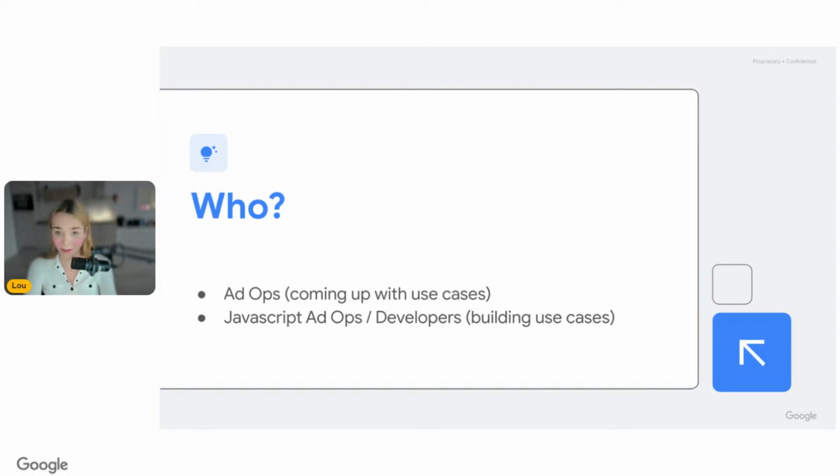JavaScript AdOps or developers: we know that some of you get your hands dirty with some JavaScript development, so that's really nice. Of course, for App Scripts, you need to be able to develop a bit. Either you can do that yourself if you have the knowledge and the know-how, or you could allocate that to a developer, or you're maybe a developer and you want to come up with your own use cases and build them yourself. In any case, that's the scope of today.